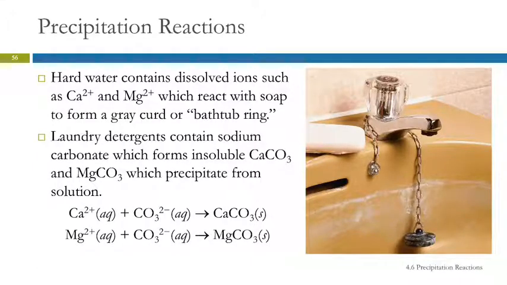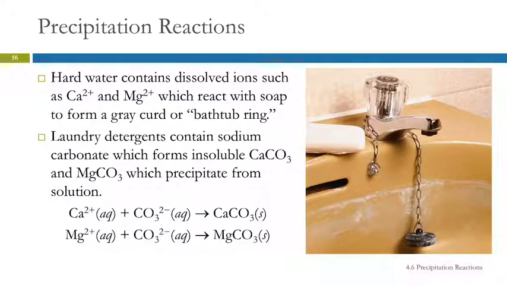So now we can talk about precipitation reactions. You ever seen any stuff like this in your bathtub? I think that's a good reason to have white bathtubs or sinks, because then you can't see that as well. This is a hard water deposit. It's sometimes called a bathtub ring because it goes all the way around the bathtub.